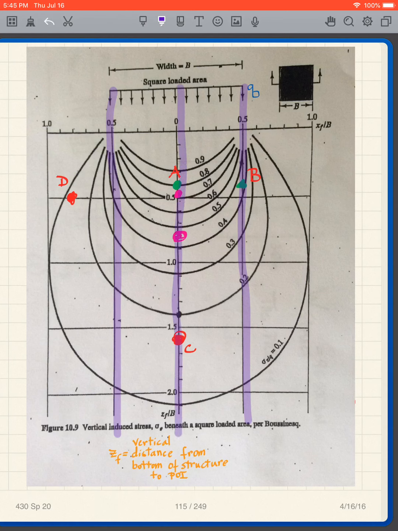So you can see that I've plotted the points, and they fit the concept. So I'll put the numbers on in a minute. Here is point A is below the center. Point C is below the center. Point B is below the edge. Point D is outside the edge.